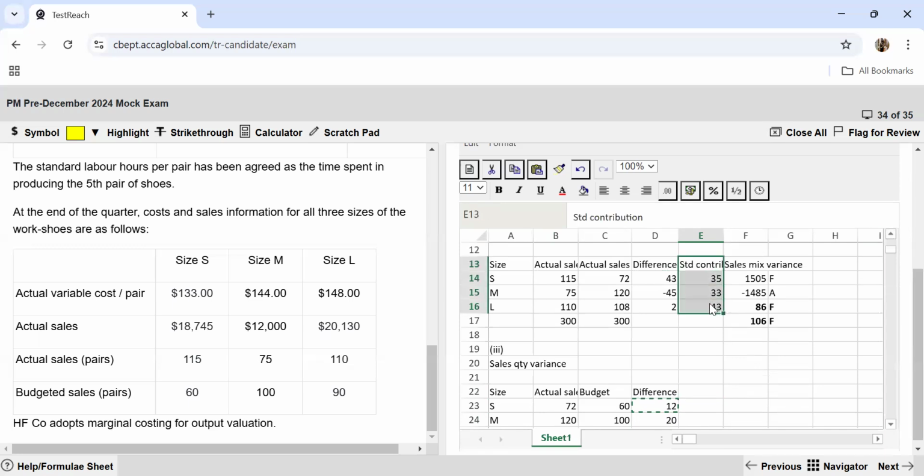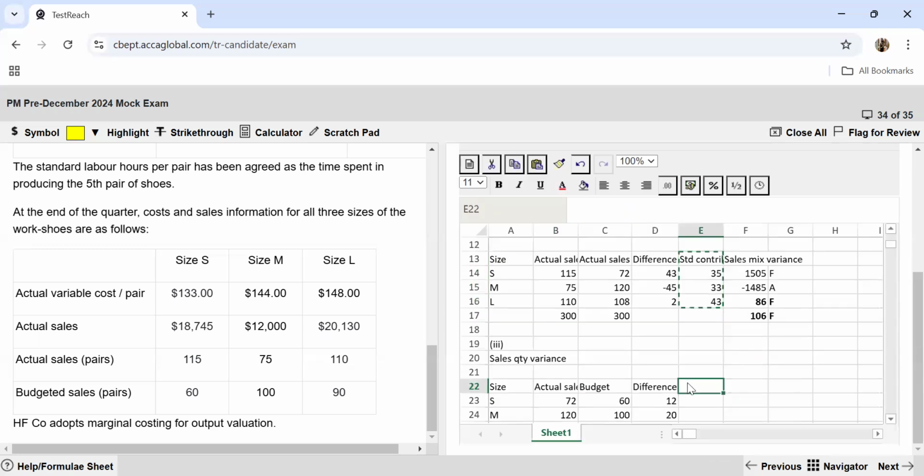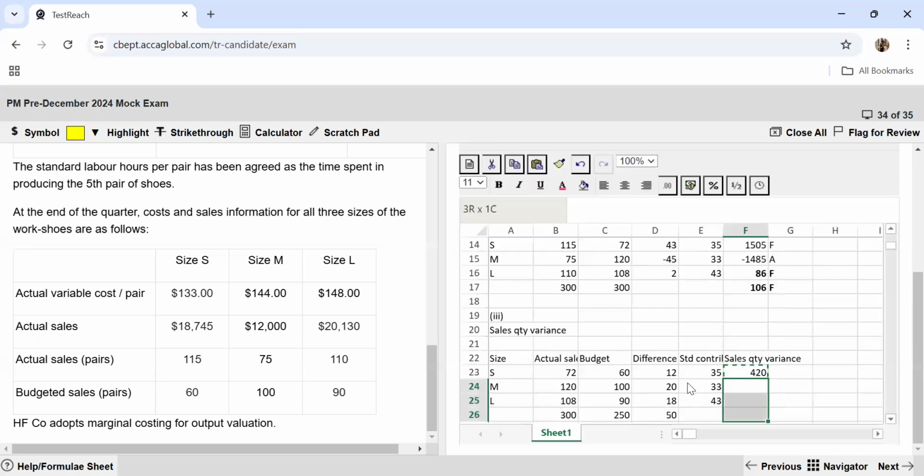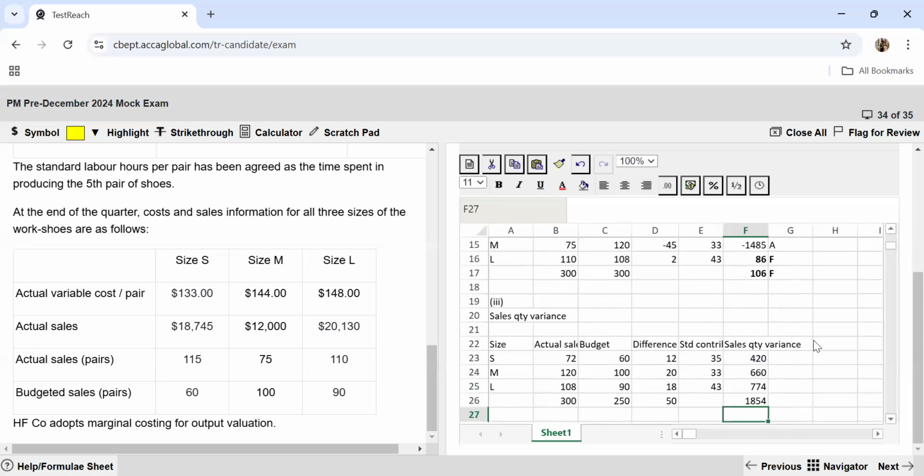Now, again, you're going to take the standard contribution, and the sales quantity variance is what you will get if you multiply the difference with the standard contribution. When you sum all of them, you will get an overall favorable variance. So now you can mark all of them as favorable, and this is your final answer. So with this, we are through with the second part also.